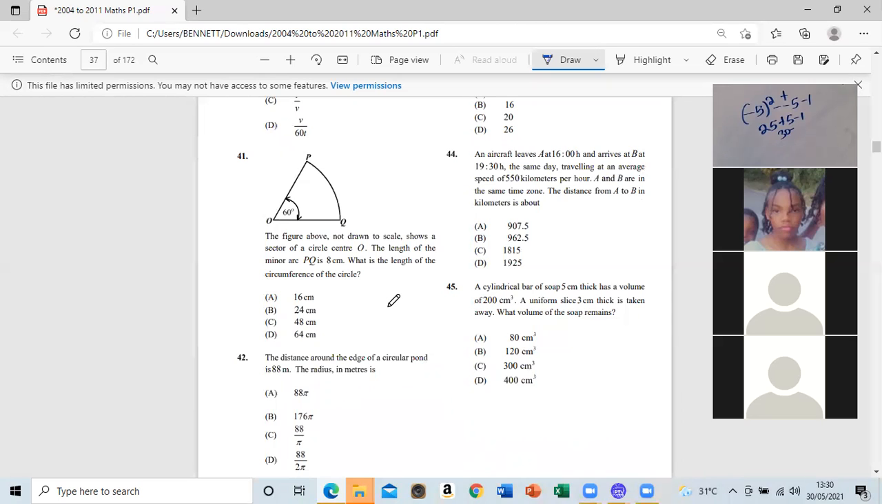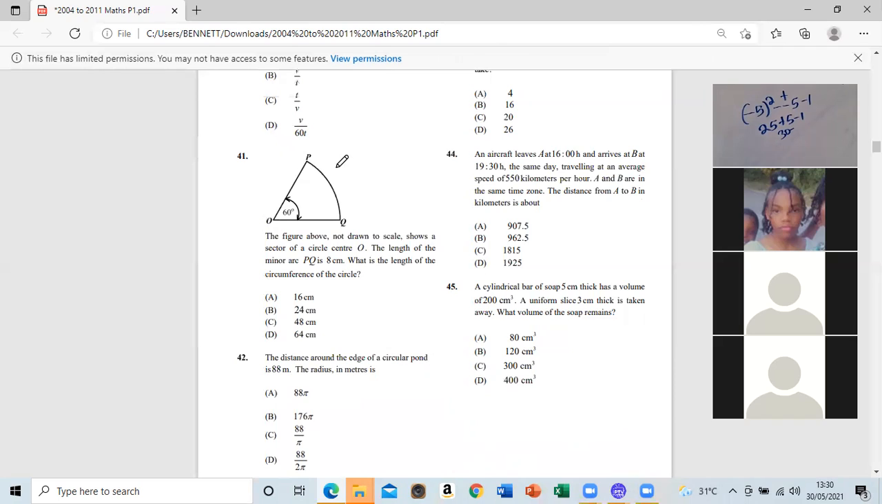The figure above, not drawn to scale, shows a sector of a circle with center O. The length of the minor arc PQ is 8 centimeters. What is the length of the circumference of the circle? What's the answer, guys? 48. 48, sir.